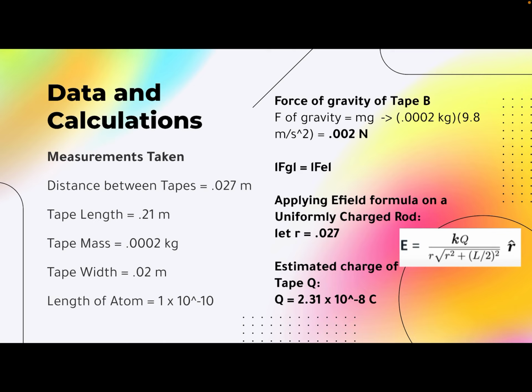We calculate the force of gravity on the tape by using the tape mass. From here we recognize that because the tape is not moving, the force of gravity downward is equal to the electric force acting in the opposite direction. Using the distance between the tapes we measured as our vector r, we can utilize the equation for the electric field of a uniformly charged rod. We can see that the charge on the tape using this line charge model is 2.31 times 10 to the negative 8th coulombs.